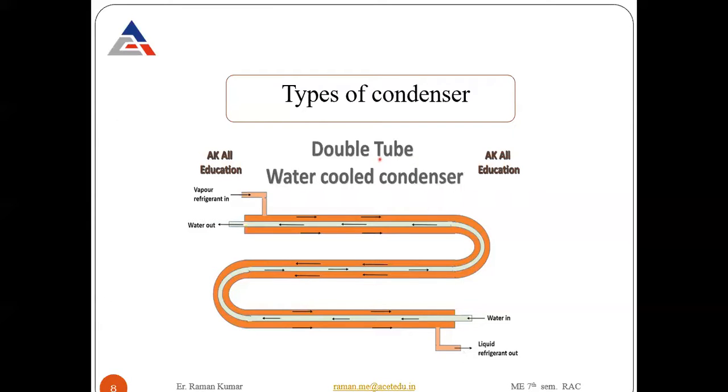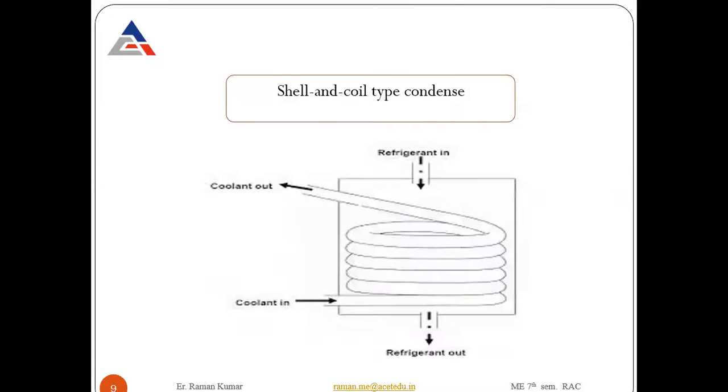So this is the double tube water cooled condenser. How it works, I have already explained. Next we have the shell and coil type condenser. Look at here, the refrigerant is coming inside through this shell. This is the shell through which a coil passes, in which cooling water is coming inside and going outside. Again, this is a shell and tube type condenser.